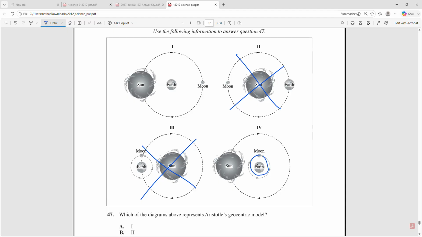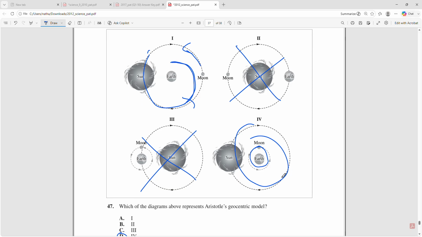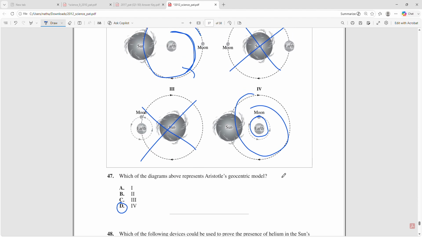So here's the moon going around and the sun going around. In this case, the moon and sun are going around, but that's not the geocentric model. They wouldn't explain why the moon moves through the sky, right, so quickly. Anyway, the geocentric model is everything is centered around the Earth, right? So including the moon and the sun. So answer to that would be 4.